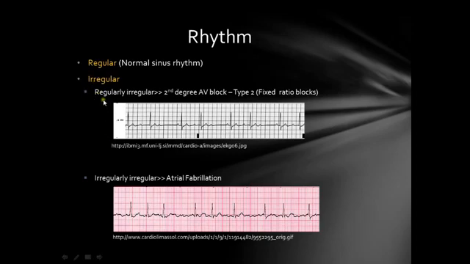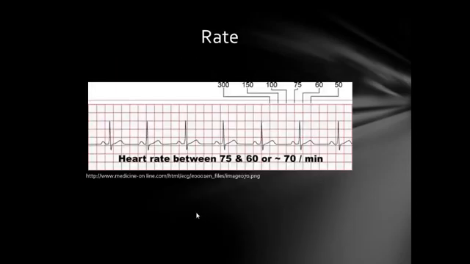And you get two types. One is regularly irregular, which is commonly seen in second degree AV block type 2. It's actually abnormal, but it's abnormal in a regular pattern. So you get a pattern here. This is called second degree AV block. The other one is irregularly irregular, and this is seen typically in atrial fibrillation, completely chaotic and no organization at all, like in this ECG. You get no discernible, no identifiable P waves, because the atria are fibrillating.